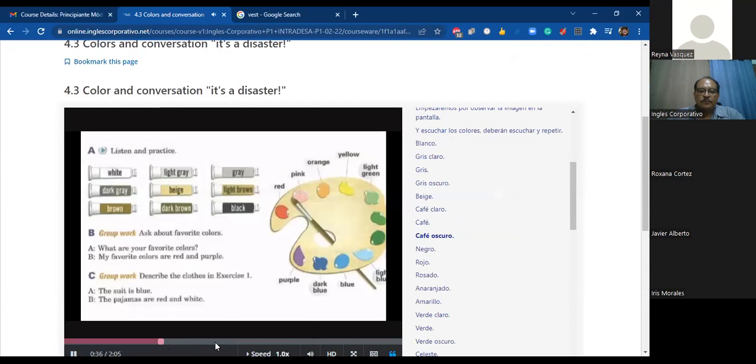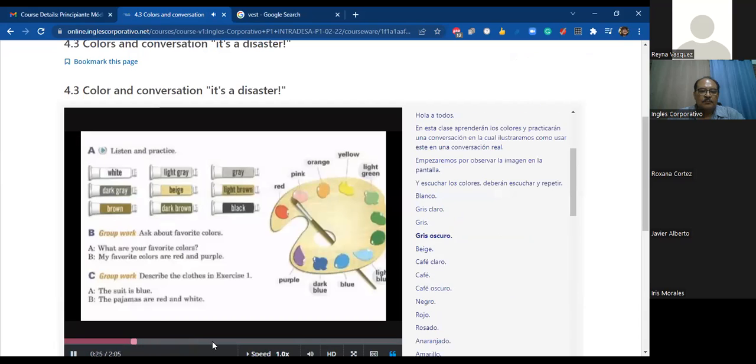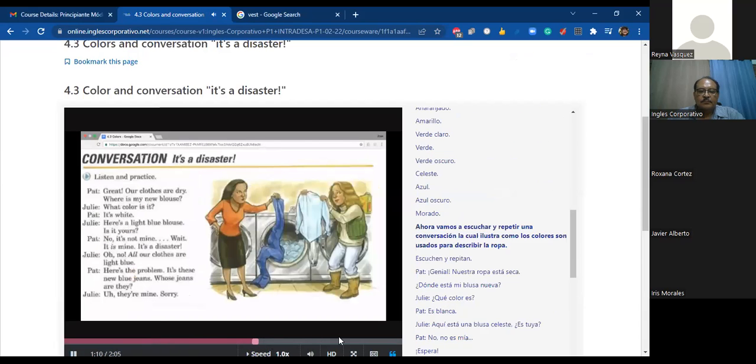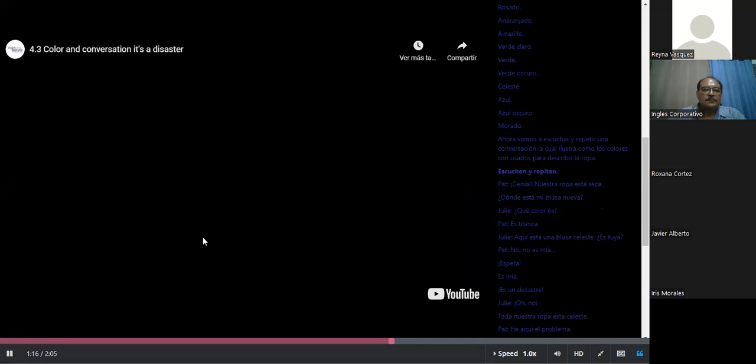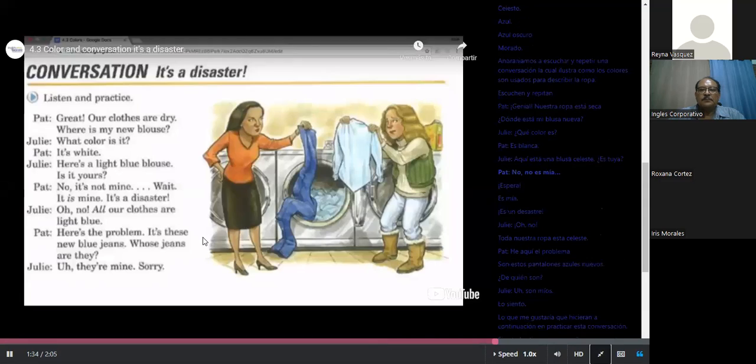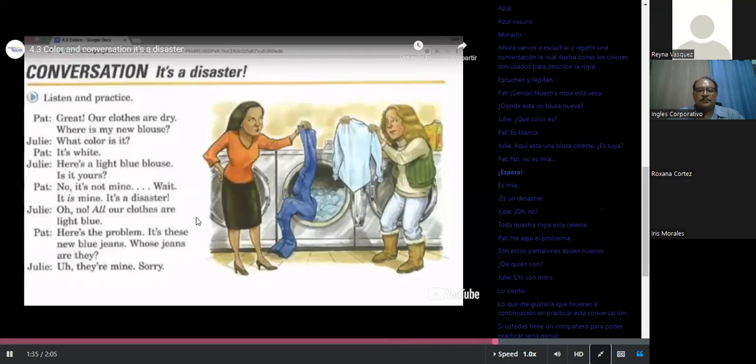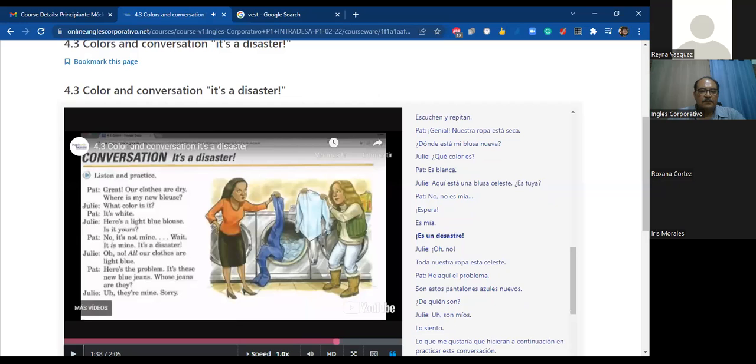Brown, black, gray, green, which illustrates how colors are used to describe clothing. Let's listen and repeat. Great, our clothes are dry. Where is my new blouse? What color is it? It's white. Here's a light blue blouse. Is it yours? No, it's not mine. Wait, it is mine. It's a disaster.